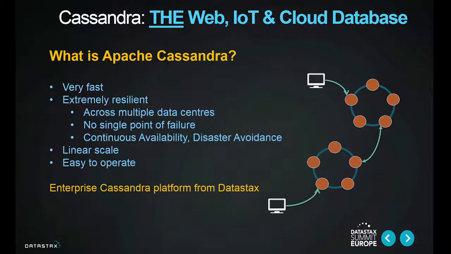So just a very quick look then. I'm sure we pretty much all know what Cassandra is. It's a very, very fast database technology. It's extremely resilient. It fundamentally supports multi-data center geo-replication of data. We don't talk about high availability. It's not an active and a passive data center or a primary and secondary. Every data center in a Cassandra cluster is active. So we have continuous availability.